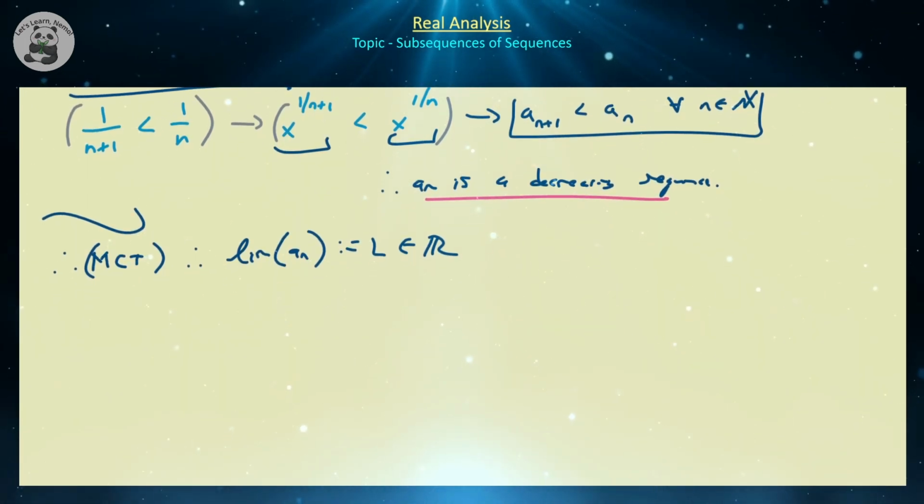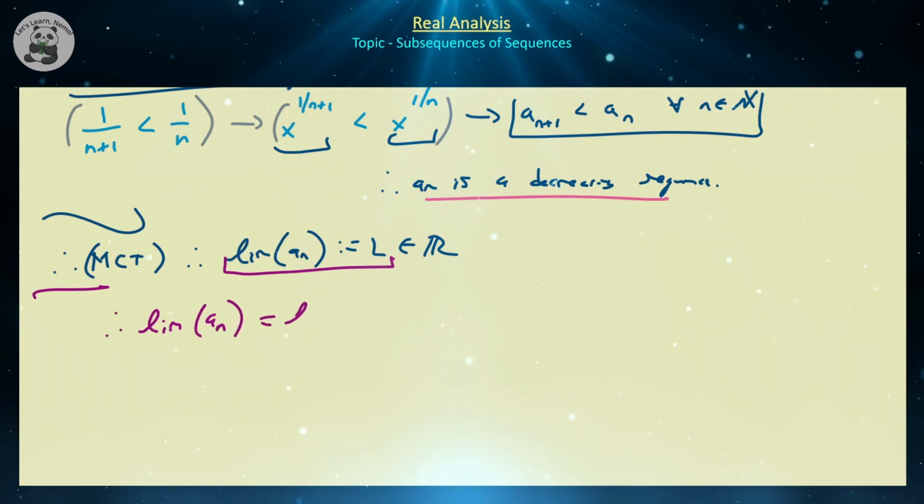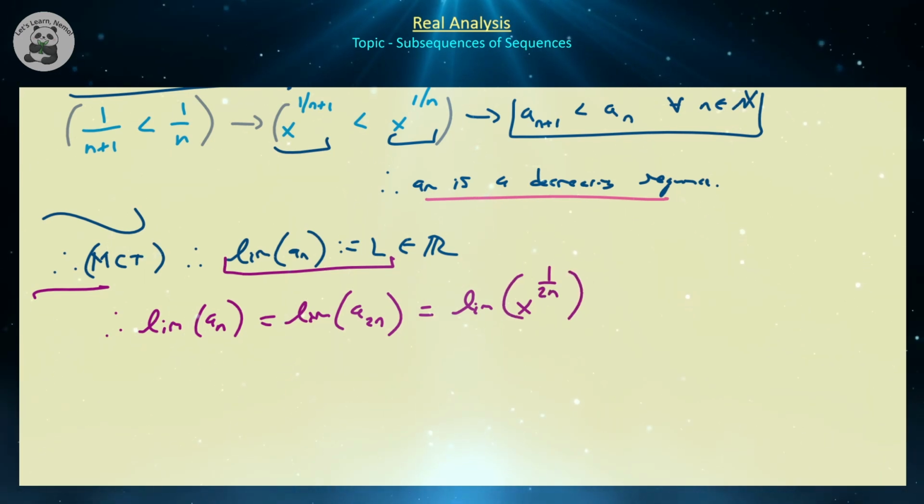Okay, so what can we use this for? Now we know that the limit exists. Now let's play around with that theorem about subsequences, and any subsequence also having the same exact limit. Because if this sequence converges, any subsequence of it is also going to converge to the same value. So the limit of a_n will be equal to the limit of a_{2n}, the even indexed subsequence of a_n. And that is going to be equal to the limit of x to the power, not 1 over n, but 1 over 2n. So those are the even terms.